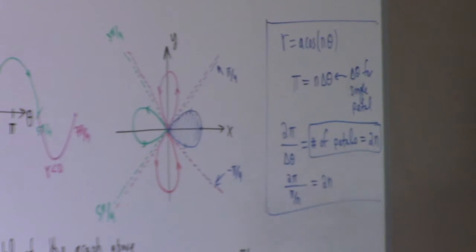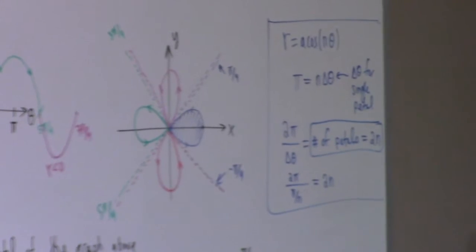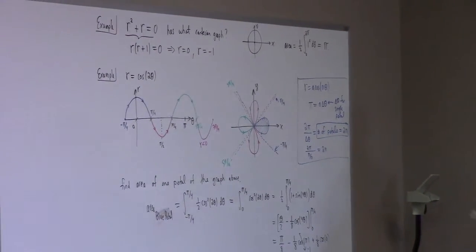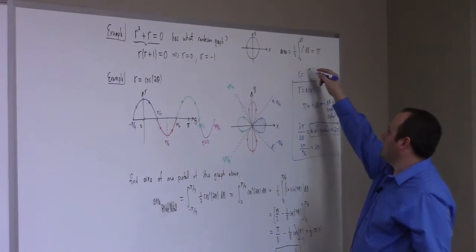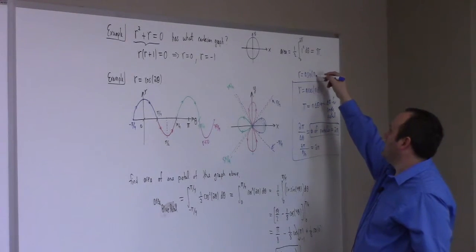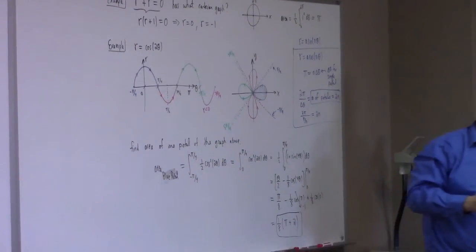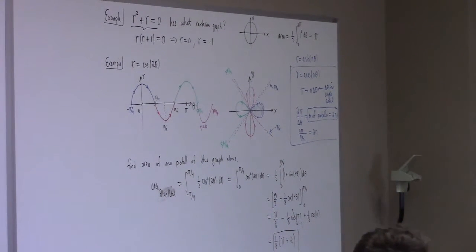N equals 2, 4 petals. If you looked at the graph of cosine of 3 theta, you'd get 6 petals. Cosine of 4 theta, 8 petals. Cosine of 5 theta, 10 petals. If you look at graphs of something like r equals a sine of n theta, what do you think happens? I don't know. Let's find out.